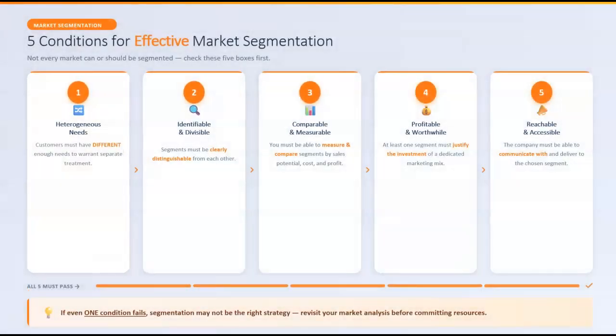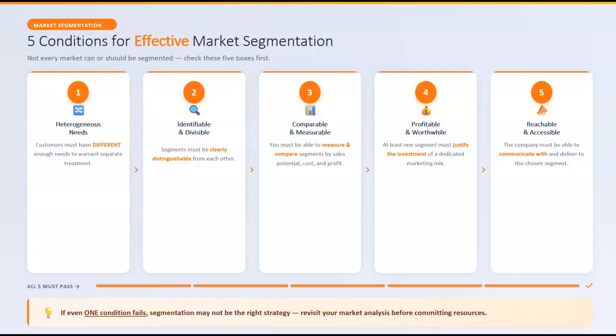There are five conditions for effective market segmentation, and not every market can or should be segmented. Check these five boxes off. Heterogeneous needs: customers must have different enough needs to warrant separate treatment. Identifiable and divisible: segments must be clearly distinguishable from each other. Comparable and measurable: you must be able to measure and compare segments by sales, potential, cost, and profit. Profitable and worthwhile: at least one segment must justify the investment of a dedicated marketing mix.